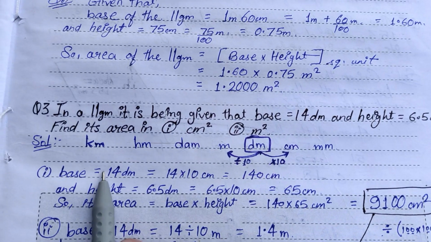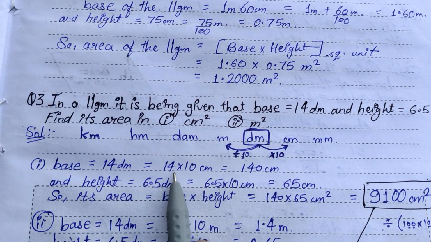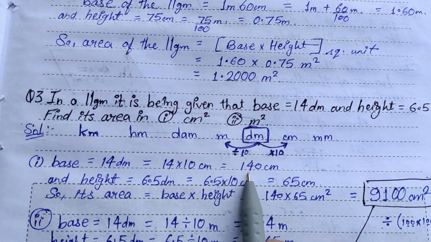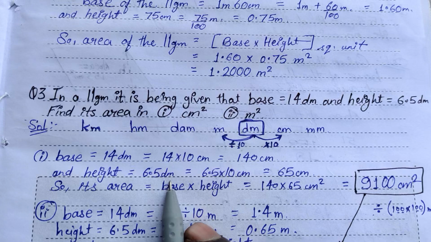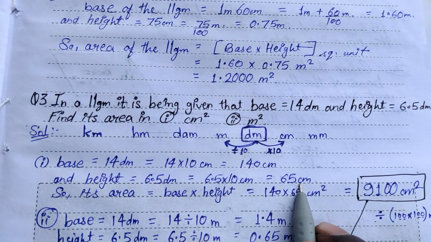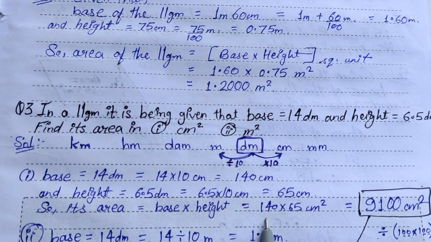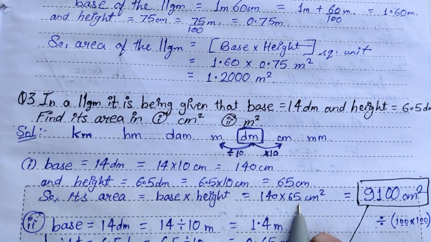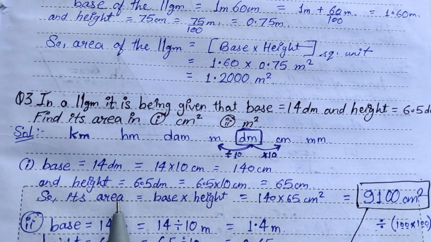So here we go. Base is equal to 14 decimeter. Converting it into centimeter, we have to multiply it by 10. So we have 140 centimeter as base and height 6.5 decimeter multiplied by 10. We have 65 centimeter as height. So its area is equal to base into height. So multiply base with height. We have 9100 centimeter square as the area in centimeters.